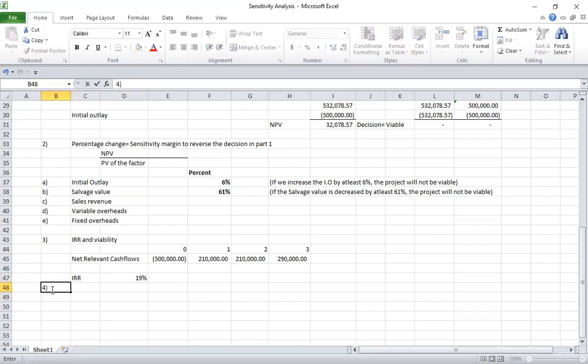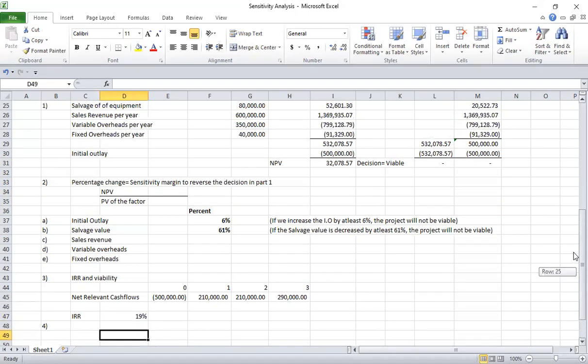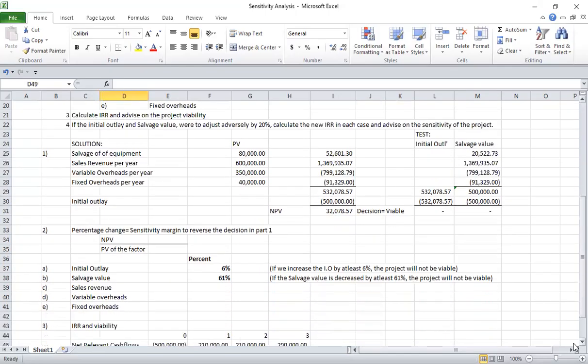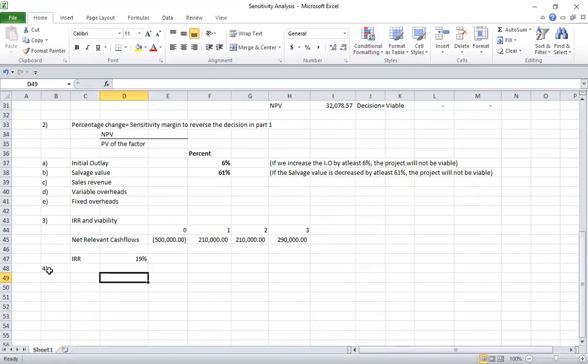Let us first of all do required number 4. Number 4 says that if the initial outlay and the salvage value were to adjust adversely by 20%, calculate the new internal rate of return in each case and advise on the sensitivity of the project. So number 4 is looking for what we can call the new.